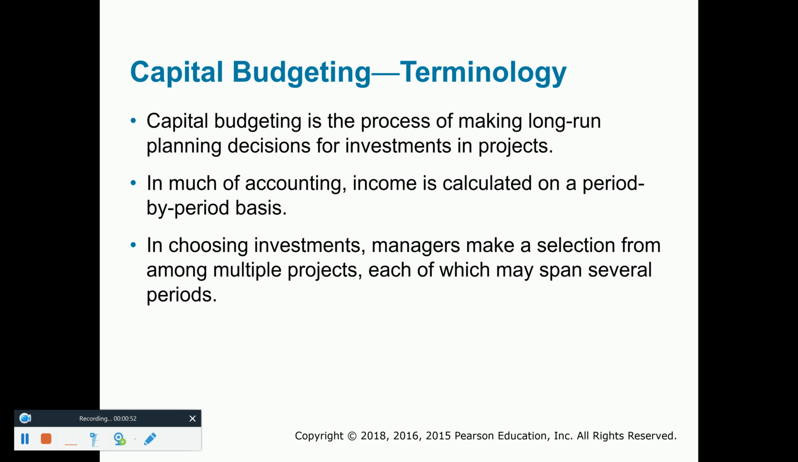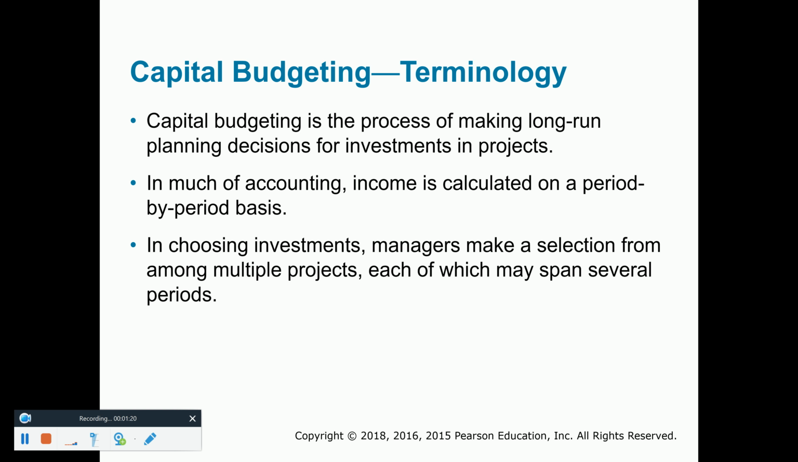Okay, which large investment we should make in a fixed asset, in a capital asset, for our particular future cash flow. So what you'll see in this chapter is capital budgeting. That's what we are discussing here. Capital budgeting is the process of making long-run planning decisions for investments in projects. Like I said, which piece of equipment, which machinery we should buy.